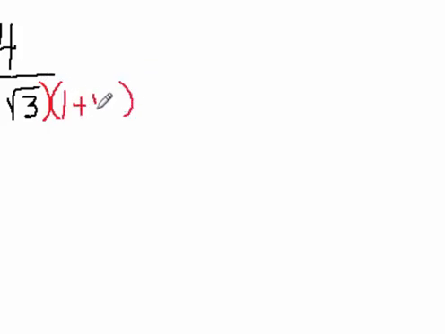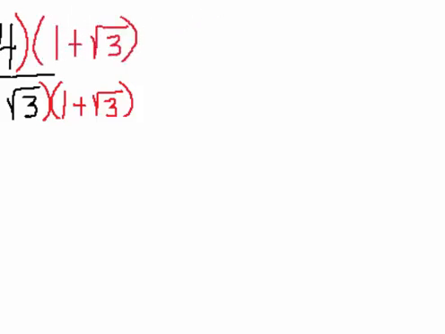MAT1033 Final Exam Review Question 64. We are to rationalize the denominator. We've got 4 over 1 minus square root of 3. In order to rationalize the denominator, we would need to multiply top and bottom by the conjugate of the denominator, which is 1 plus square root of 3. And what that does for us is it gets rid of the radical in the denominator.